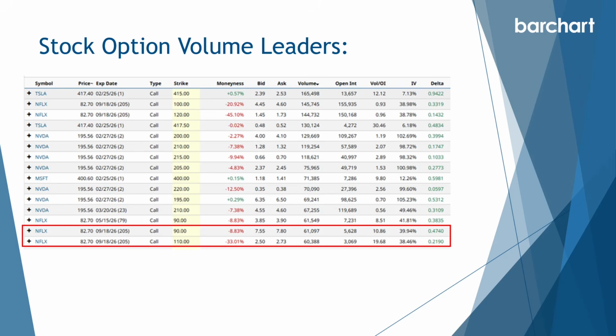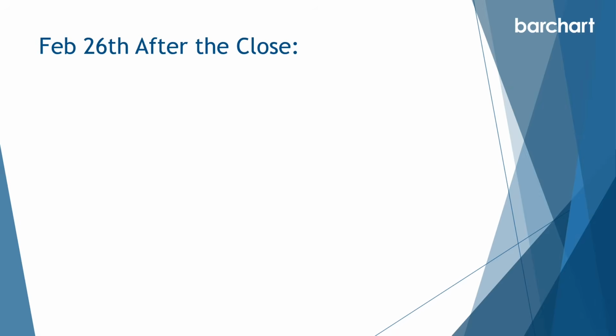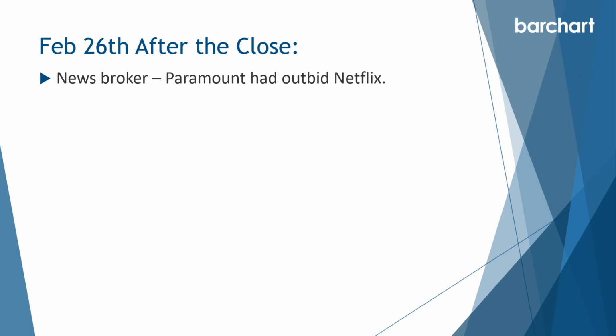Someone was positioning aggressively for Netflix to move higher, and they were doing it the day before one of the biggest pieces of news in Netflix in months. On the night of Feb 26th, the news broke that Paramount Skydance had outbid Netflix for the Warner Brothers deal, agreeing to pay $111 billion. Netflix was able to walk away from the deal, and crucially, they collected a $2.8 billion breakup fee in the process.